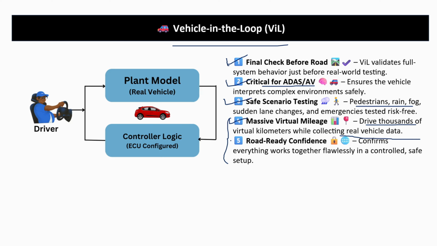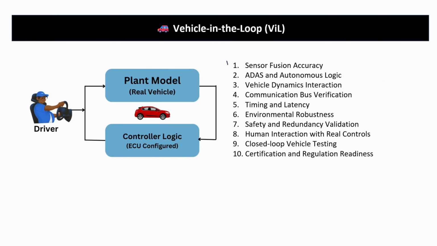10 things verified in vehicle in the loop. Sensor fusion accuracy. Validating how radar, lidar, and cameras work together in mixed real virtual scenarios. ADAS and autonomous logic. Testing adaptive cruise, collision avoidance, lane centering, and emergency braking. Vehicle dynamics interaction. Ensuring the control algorithms match actual mechanical behavior.